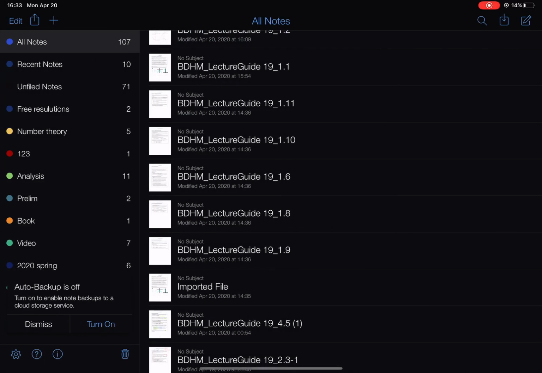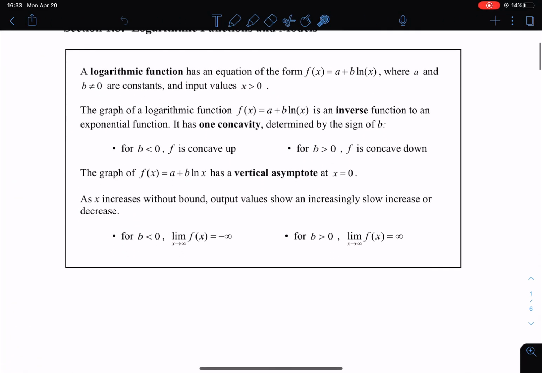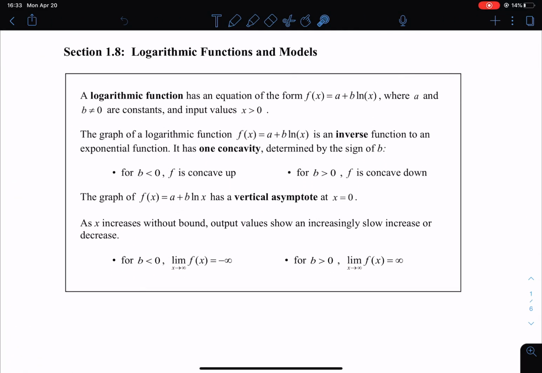And the next part is about section 1.8, algorithmic functions and models. I'm going to move it to the next video. So this video just stops here. And from the next video, we are going to start from section 1.8 and finish the rest of chapter 1. Alright, thanks for watching.